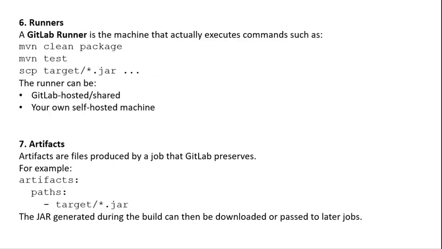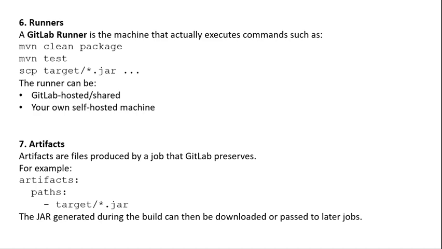Sixth is runners. GitLab runners are machines that actually execute the commands such as mvn clean package, mvn test, and scp target/*.jar. The runners can be GitLab-hosted shared runners, or your own self-hosted machine. And seventh is artifacts.